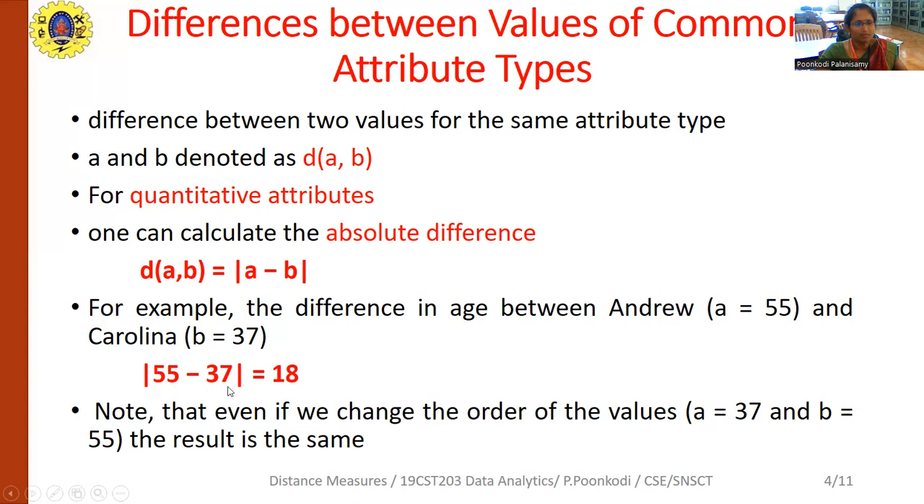So 55 minus 37, the difference is 18. The age difference is 18. If you change the order, assigning 37 to A and 55 to B, the result will not be affected. We will get the same answer. So it gives the absolute difference.